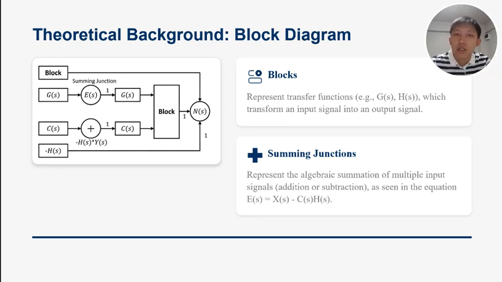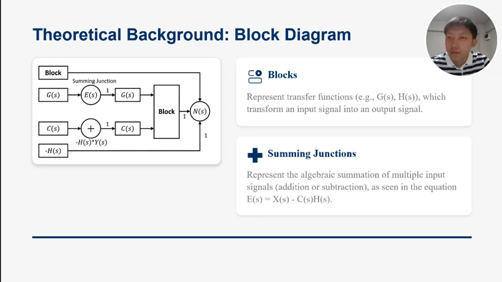Similarly, a block diagram uses blocks to represent transfer functions and summing junctions to represent the addition or subtraction of signals. Our goal is to map the elements of the signal flow graph to these block diagram elements.